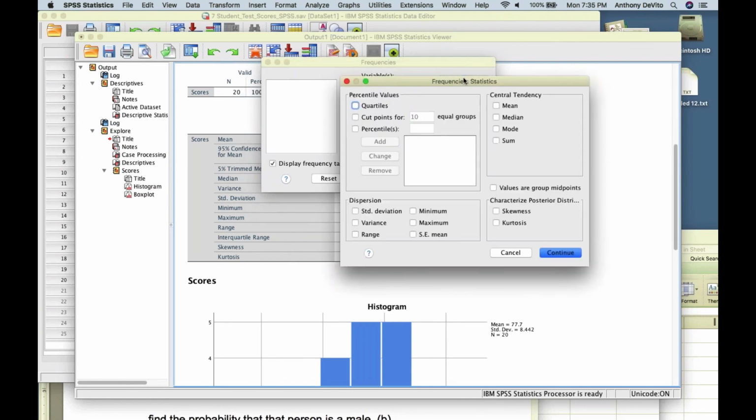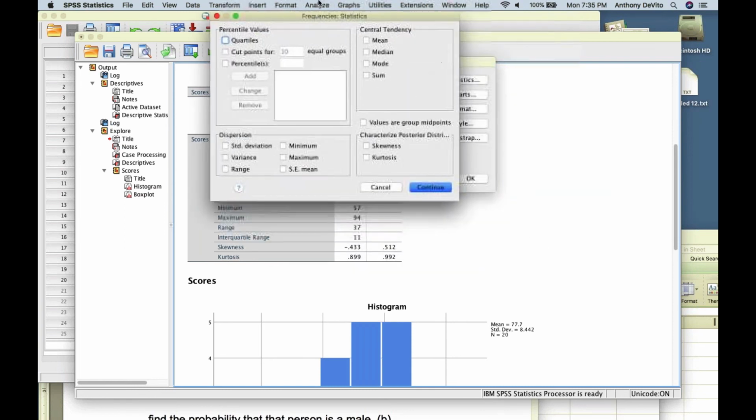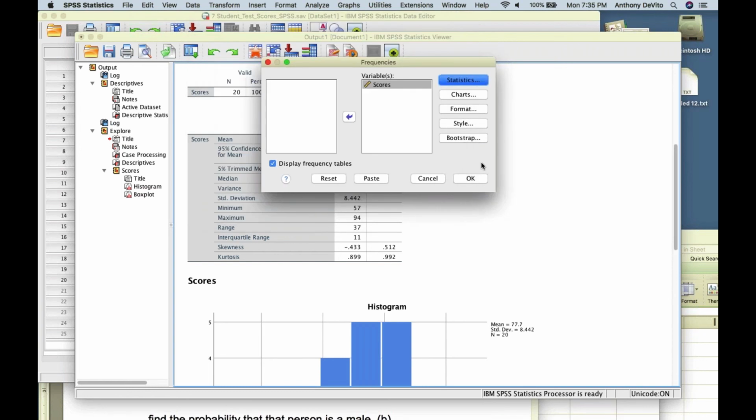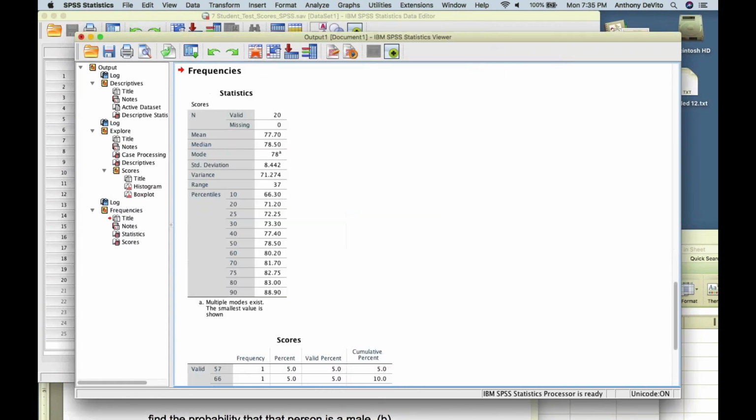If you click on Statistics, you can here ask it to calculate quartiles, calculate percentiles. If you click that one, it'll give you all the 10th percentiles, 0, 10, and so forth. Mean, median, mode in this case, and so on, and standard deviation, variance. So you have some other stuff you can get from here. I click OK, and click OK here. And sure enough, here's all my statistics.